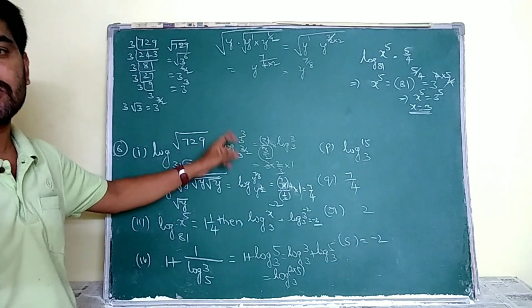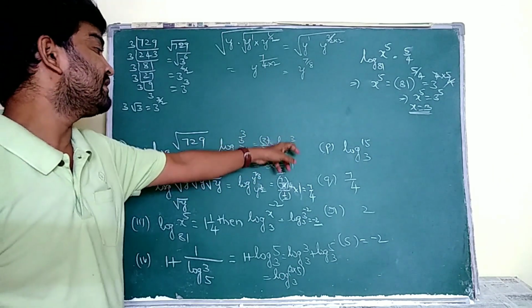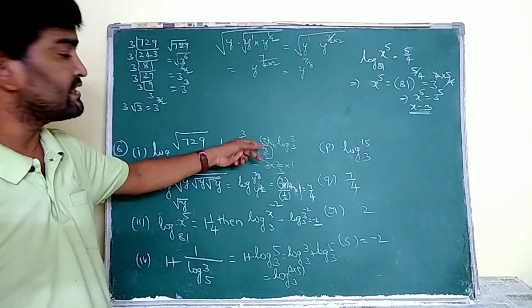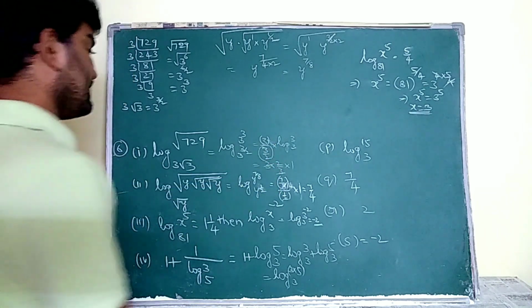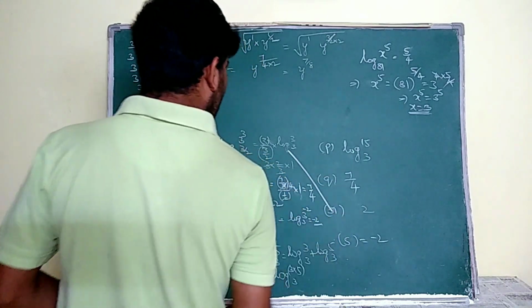These two powers come out and divide each other. So 3 by 3 by 2 into log 3 base 3. This 3 by 2 becomes reciprocal and multiplies with that 3. 3 is going to be cancelled, then 2. Its answer is 2. So it is mapped with R.